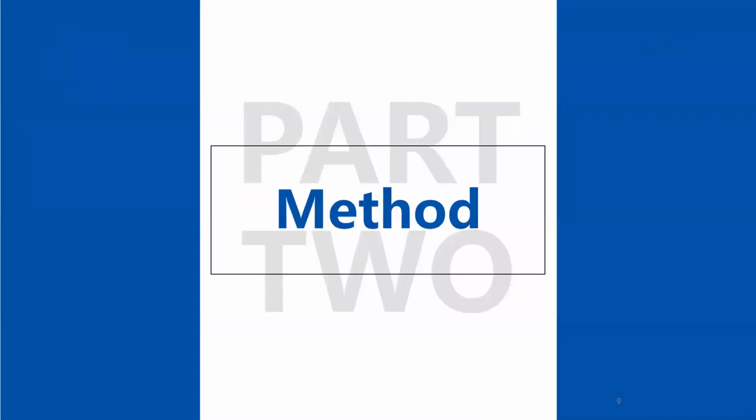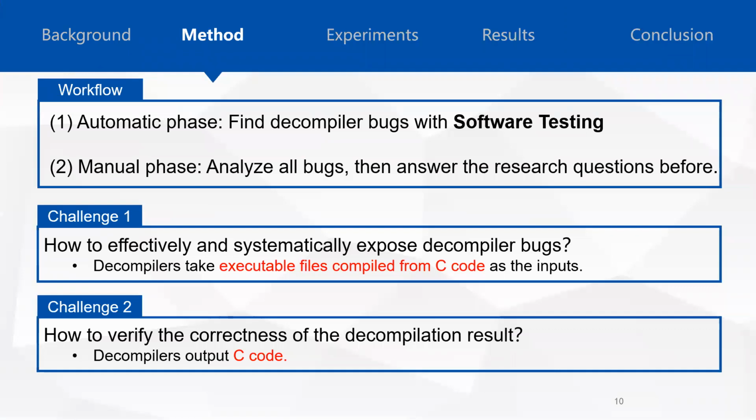Now I'll explain the methods we used in this study. The main idea of our research is to find the bugs with software testing, then analyze all bugs to answer research questions. But two challenges remain. First, how to effectively and systematically expose decompiler bugs. Since decompilers take executables as inputs, we need to generate them automatically. And second, how to verify the correctness of the decompilation result. We need to check the semantic consistency of the outputs, the C code.